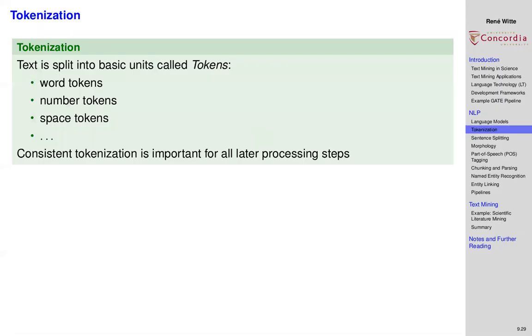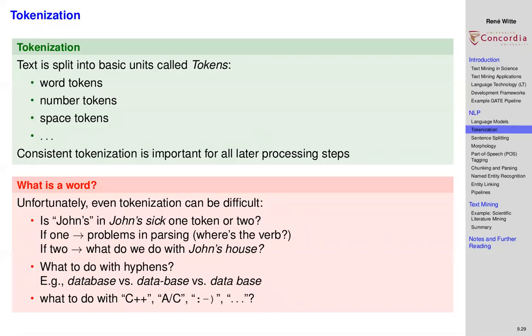So you have seen the first step after loading in some text is to split it into tokens, into basic units like word tokens, number tokens, space tokens, and so on. And here it's important to do it consistently because all the other steps build on top of this. So if you make any mistakes here, they're going to propagate throughout the pipeline and affect all the later processing steps. And again, I mentioned this last time, you might think this can't be so difficult, but there are lots of problems in tokenization. So I showed you some last time. Let's look at another problem here.